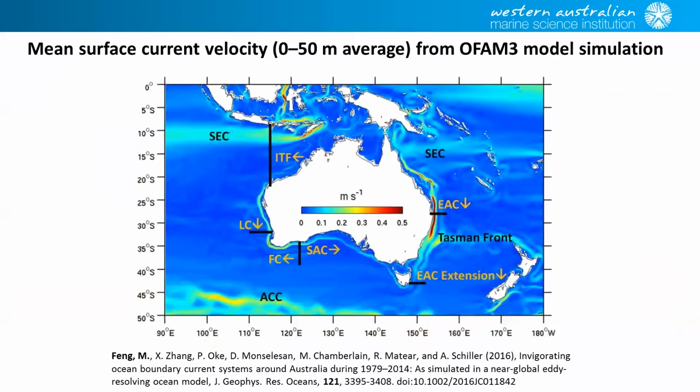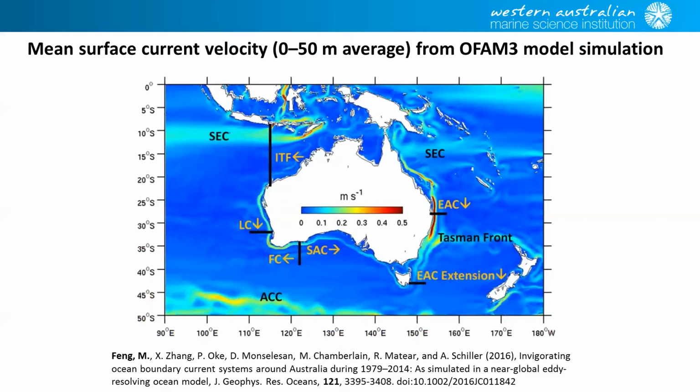We use an OFAM model, a 10 kilometer resolution near-global model, with the RPCC model as a forcing to drive this model for 100 years into the future. We want to understand how ocean boundary currents, like the EAC, the Leeuwin Current, and the Indonesian Throughflow, will change over the next 100 years.